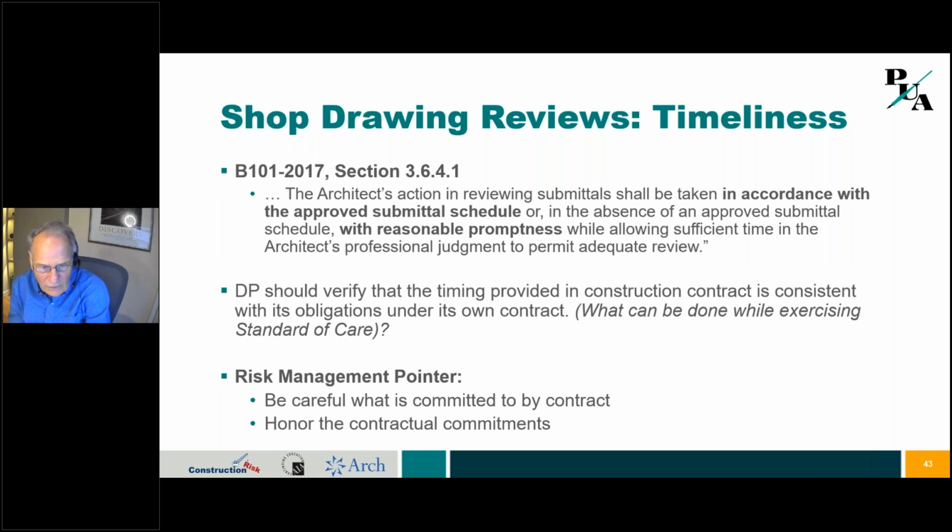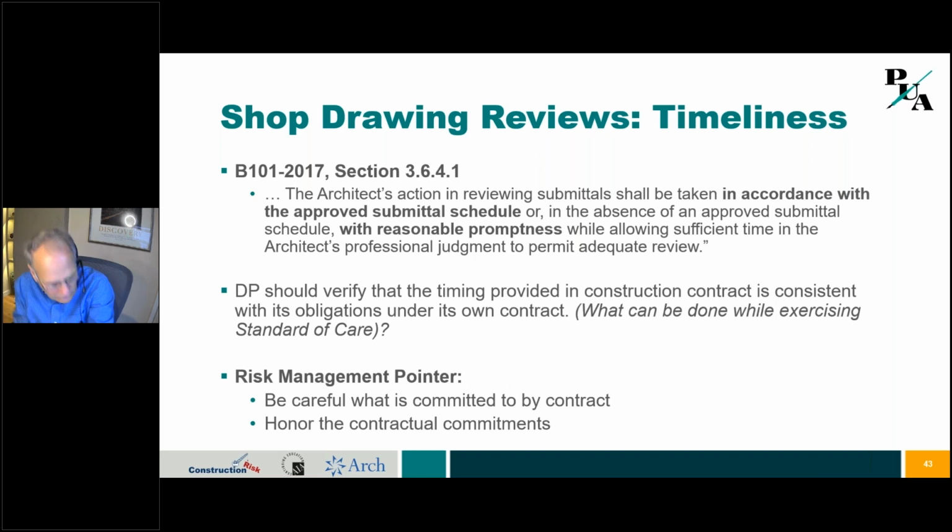Okay, timeliness, B107 again. The architect's action shall take place in accordance with the approved submittal schedule, and the design firm should verify that the timing provided in the construction contract is consistent with your own timing under the standard of care. As I mentioned before, when you're looking at RFIs, you don't want to agree to review RFIs or shop drawings in a really short period of time. You need to have a reasonable out.